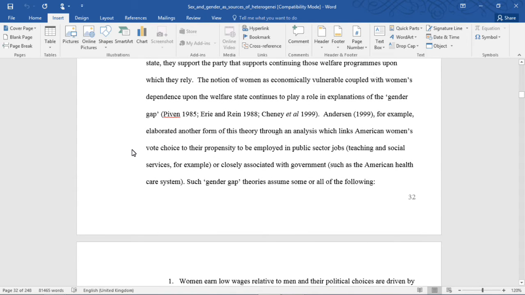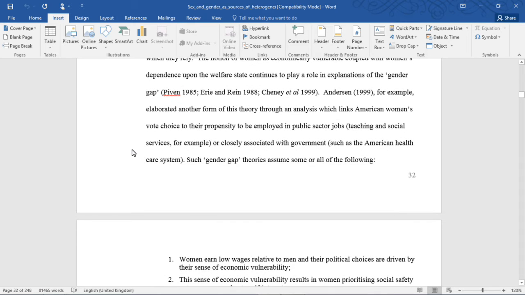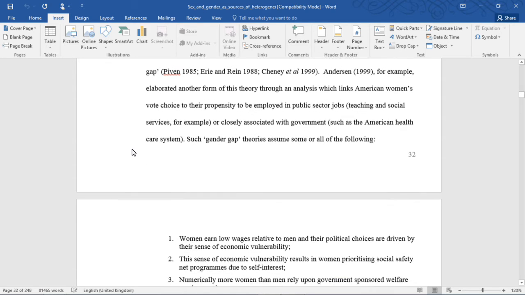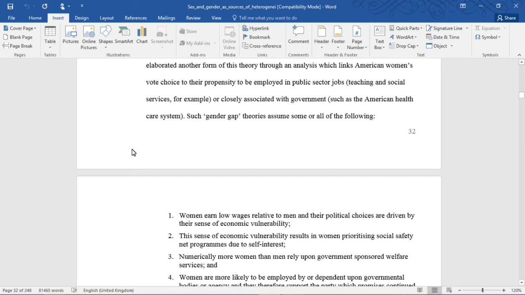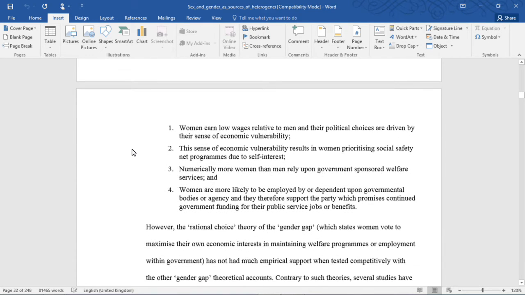Anderson, for example, elaborated another form of this theory through an analysis which links American women's vote choice to their propensity to be employed in public sector jobs, teaching and social services, for example, or jobs closely associated with the government, such as the American healthcare system. Such gender gap theories assume some or all of the following.